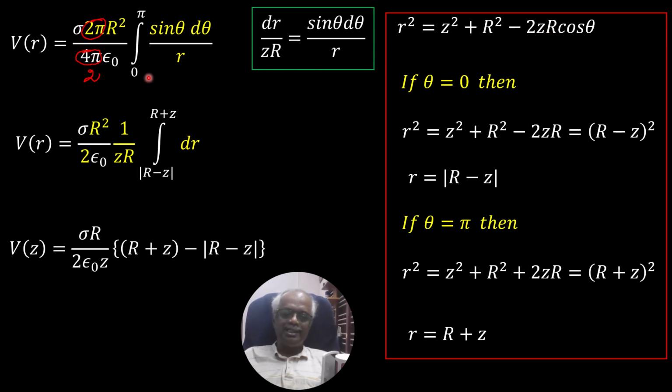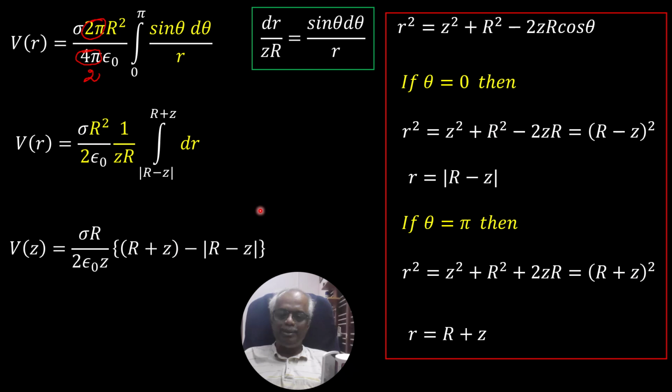Let us take the lower limit. If theta equal to 0, then what will happen? This cos 0 is 1. So this will become z squared plus r squared minus 2zr. This is nothing but r minus z whole square. So naturally r is equal to modulus r minus z. So the lower limit is modulus r minus z.